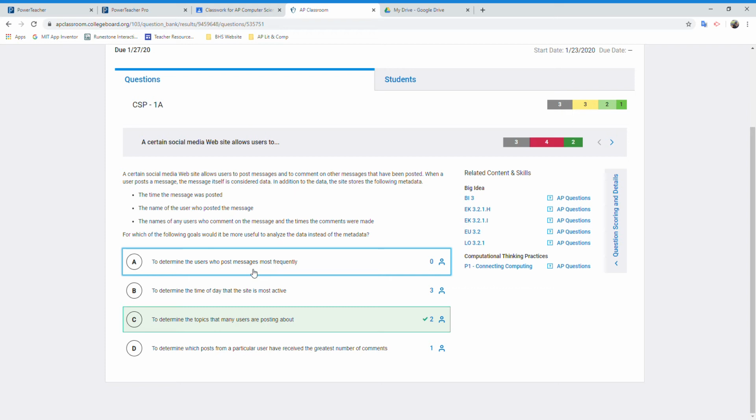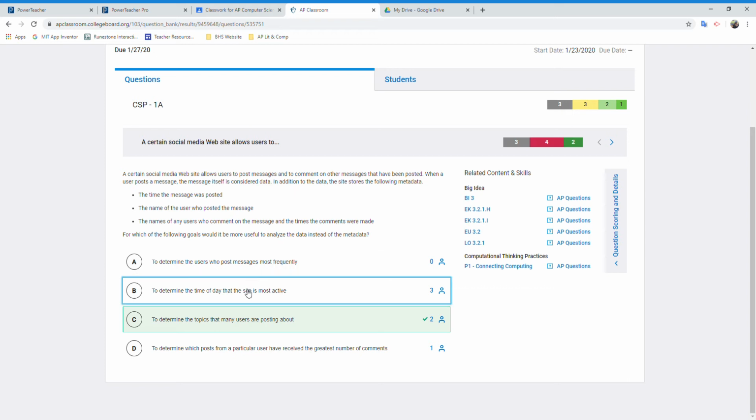The users who post messages more frequently, that's a check on the metadata. The time of day that the site is most active, this isn't correct because that's a check on the metadata. And this is analyzing the data, not the metadata. And this answer checks the metadata.